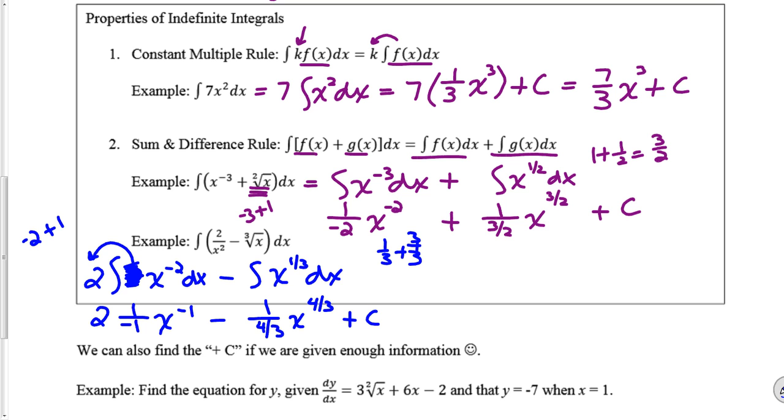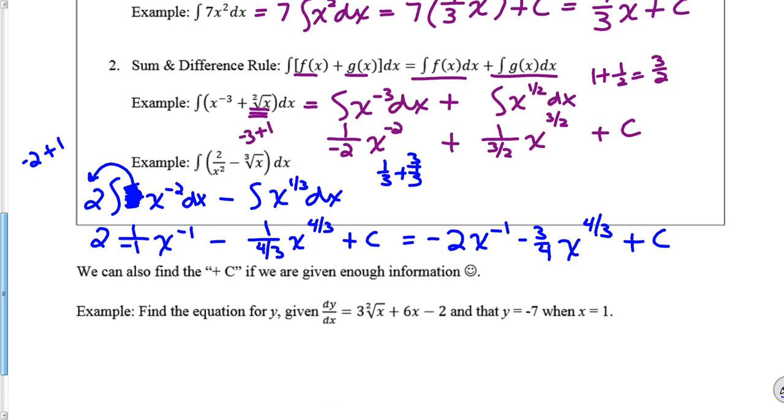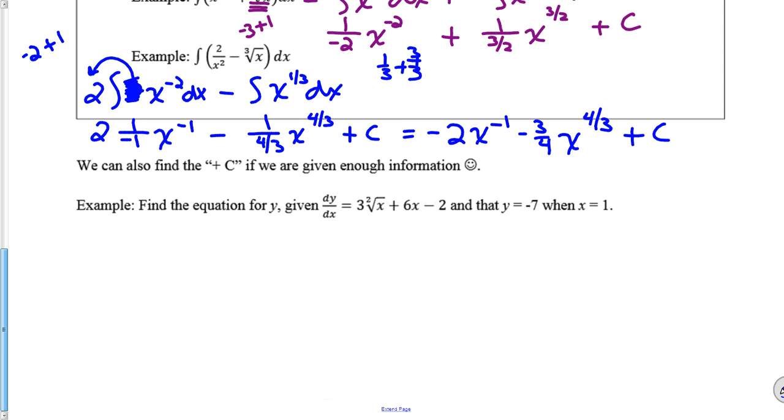And again, I can simplify that if I wanted to, and if I simplified that, I'd have a negative 2x to the negative 1 minus 3 over 4 x to the 4/3 plus c. And finally, we have one additional piece to this. We can also find the plus c if we're given enough information. And here's the extra information. So we have our derivative here, and we know that y is negative 7 when x is 1.